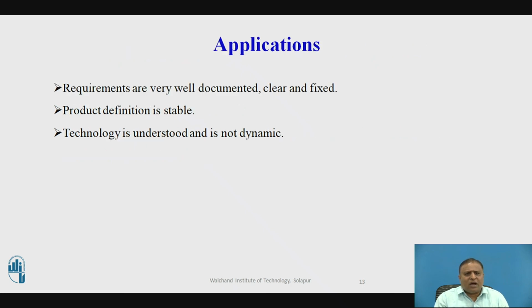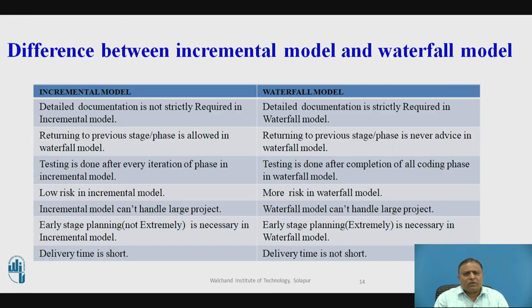Applications requirements are very well documented, clear and fixed. Product definition is stable. Technology is understood and is not dynamic. This is the difference between the incremental model and the waterfall model. Detailed documentation is not strictly required in the incremental model. Detailed documentation is strictly required in the waterfall model. Returning to a previous phase is allowed in the incremental model. Returning to a previous phase is never allowed in the waterfall model.